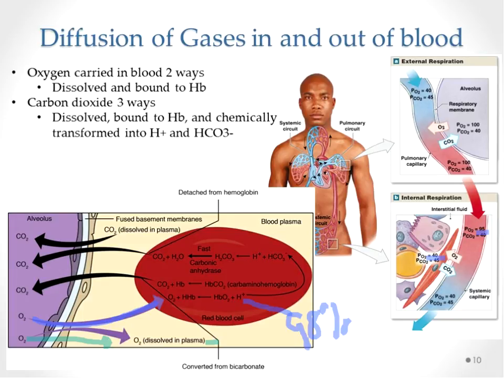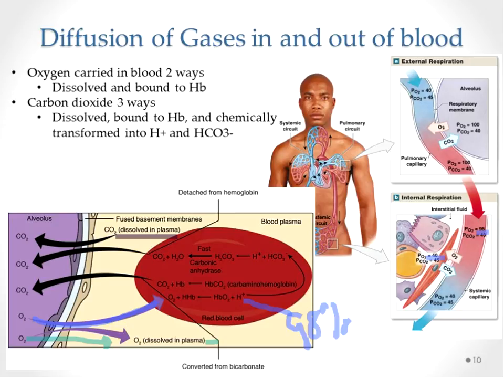Okay? Carbon dioxide, of course, is a little bit more challenging and, let's just say, unique in terms of how it's carried. So carbon dioxide has 3 arrows. It is carried in the blood in 3 ways. Some of it, according to Henry's law, is dissolved in plasma.